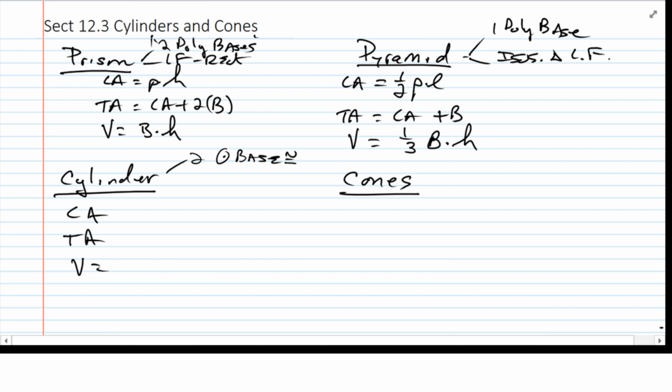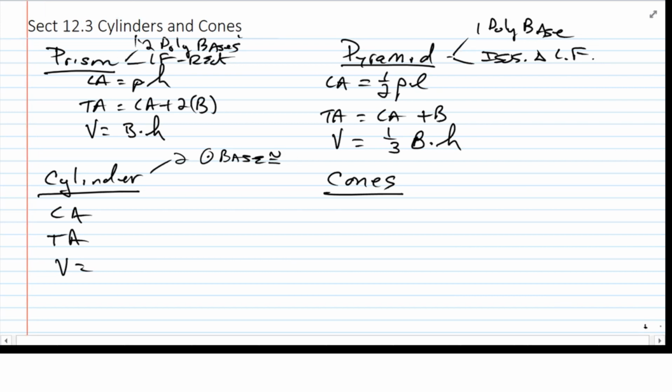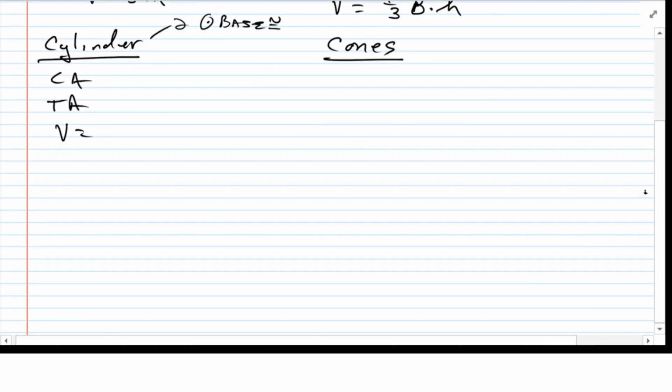So let's take a look at a cylinder. First off, it's a right cylinder, which means it's going to be perpendicular from center to center as opposed to oblique. So basically this is the center here, and this is the center, and it's going to be perpendicular, or we can also have right angles here and here.